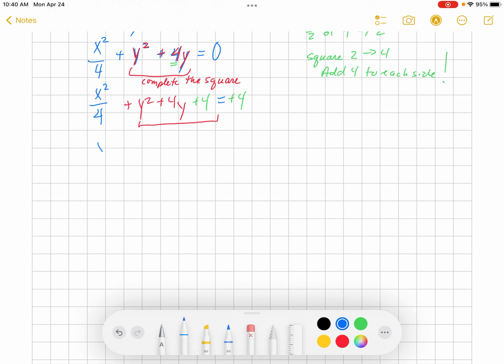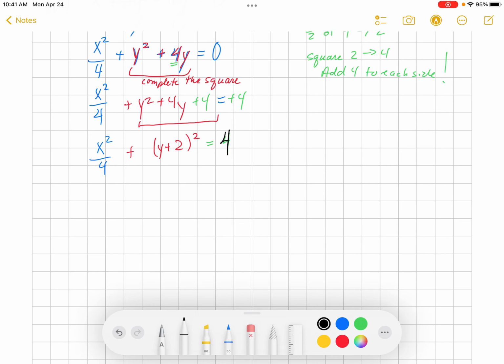Now, this y squared plus 4y plus 4, that is factorable into y plus 2 times y plus 2. So I'm keeping the x squared over 4. I'm going to rewrite this y squared plus 4y plus 4 as y plus 2 times y plus 2, or y plus 2 quantity squared. And keep in mind this is all equal to 4.